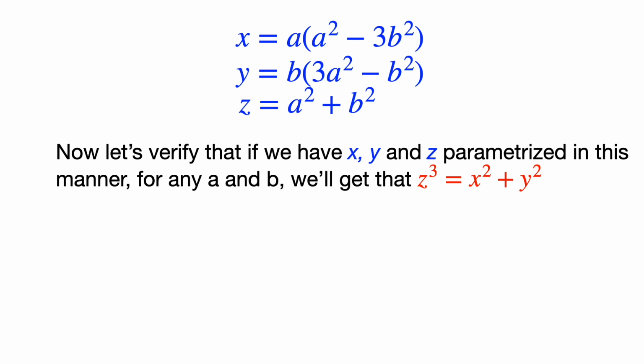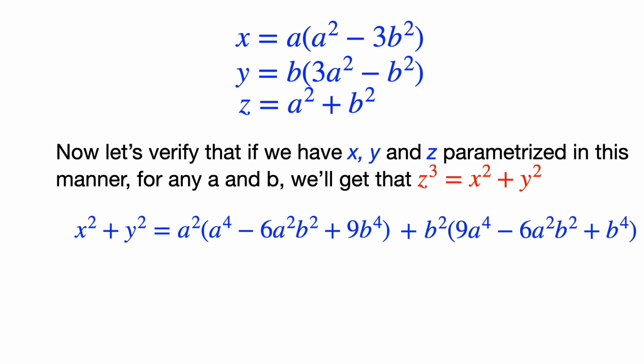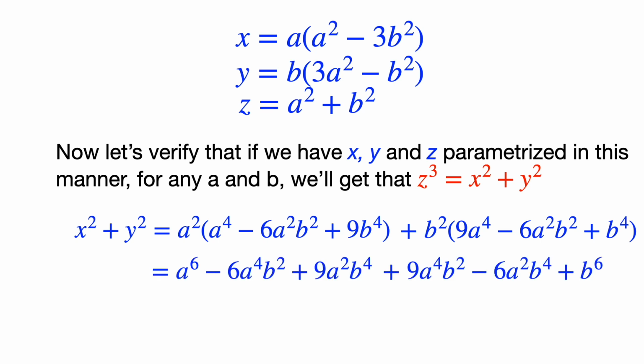Now let's verify that if we have x, y, and z parameterized in this manner, for any a and b, we'll get that z cubed is x squared plus y squared. Let's substitute our expressions for x and y in terms of a and b. If we square x, we get the first term, and if we square y, we get the second term by simply applying the formula for multiplying binomials. Then distributing the a squared on the left and distributing the b squared on the right, we get this expression with 6 terms. When we combine like terms, this is what we get.